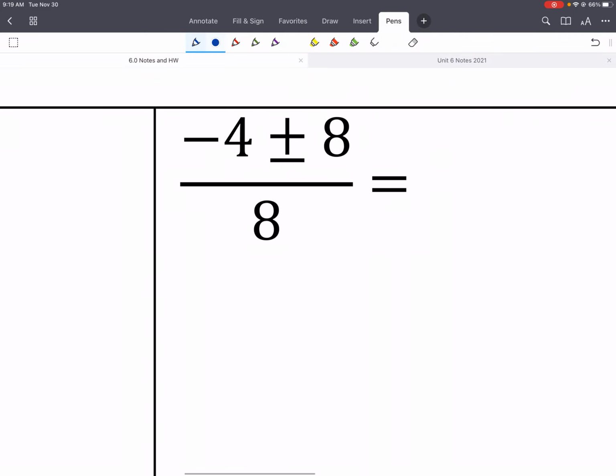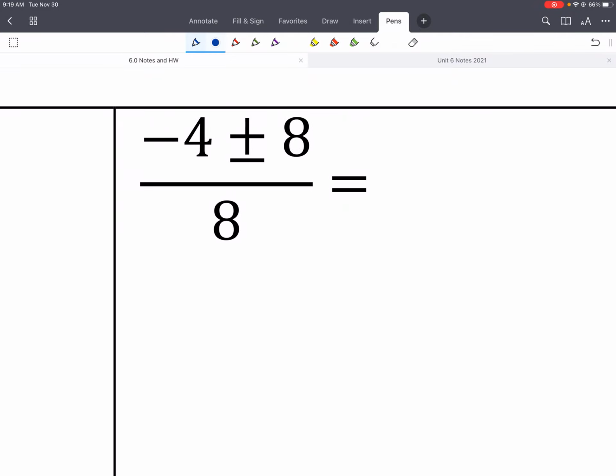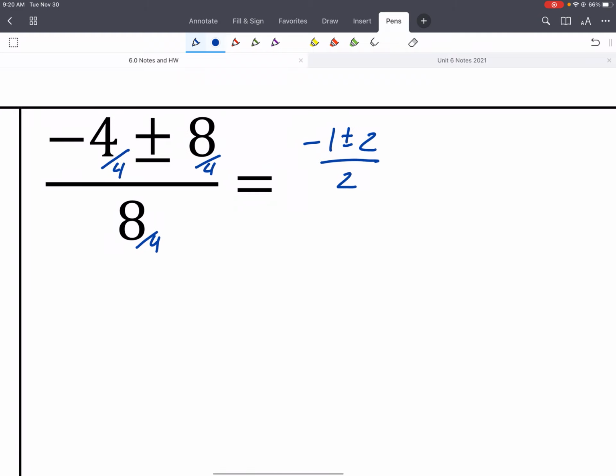Okay, here's another example. You can't divide 4 by 8, but we can look at the three numbers and ask, what can we divide all of them by? We could divide all of them by 4, and we'd end up getting -1 plus or minus 2 over 2. Then we'd do the same sort of thing as before. We would do -1 plus 2, and then divide it by 2, which would give us 1/2. And then we could also do -1 minus 2 over 2, which gives us -3/2. So our solutions would be x equals 1/2 and -3/2.